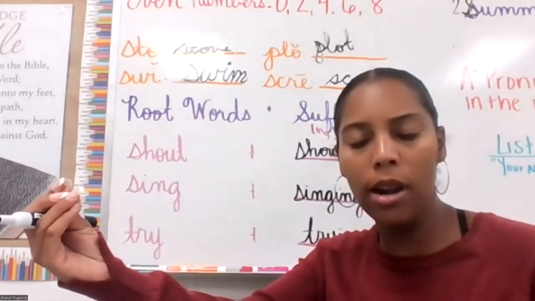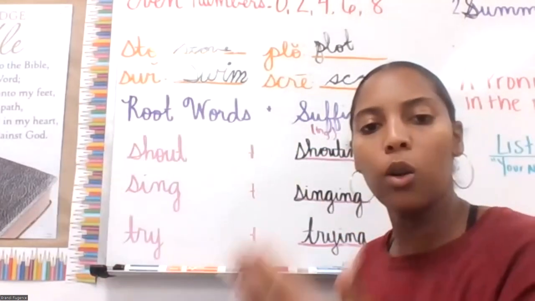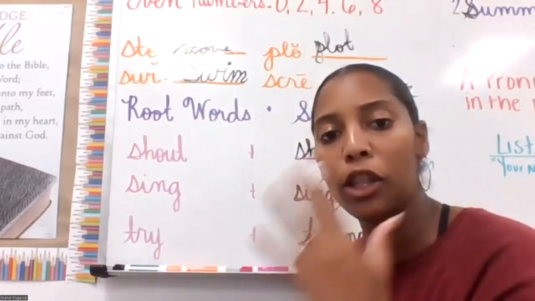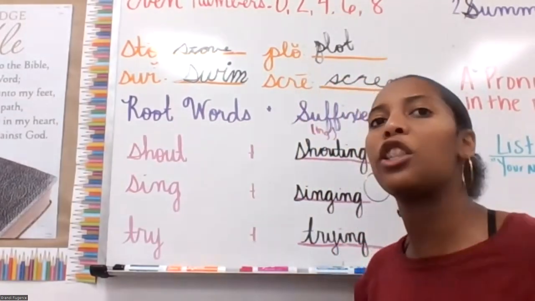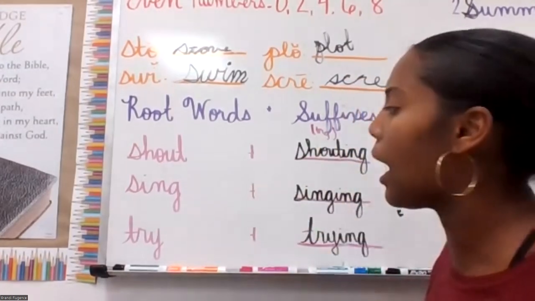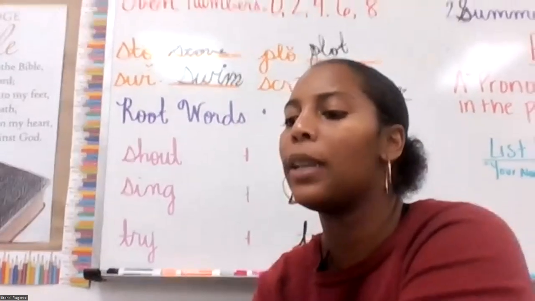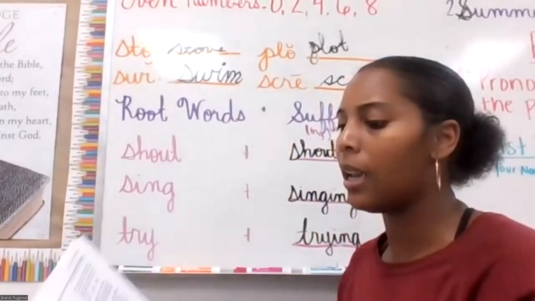We have our root word. Then we add our suffix, and now we have a new word. Your root word is your starting word. It's the word you begin with. Your suffix is what you're adding to the end of the word. And in this case, our suffix is ing. We will learn other suffixes, but right now we're only learning suffix ing that says ing.